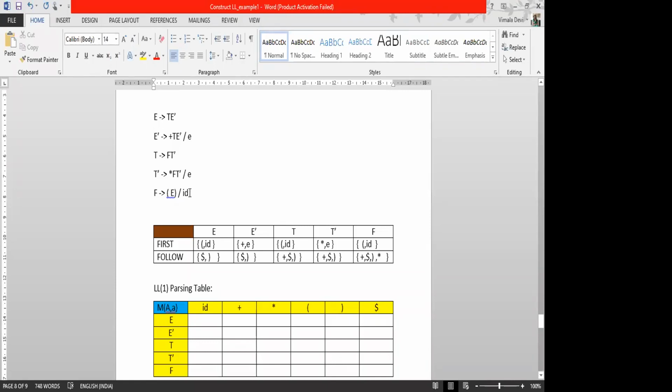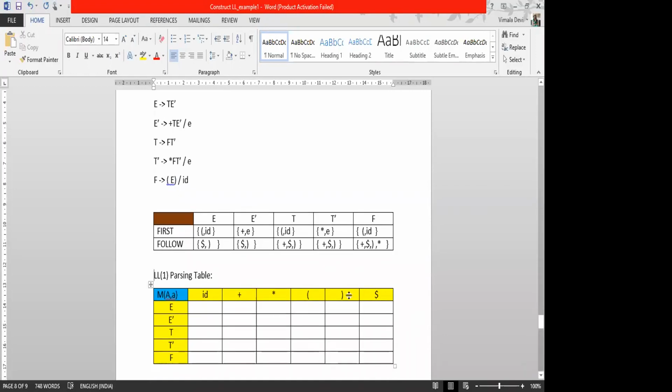Along with all the terminals, every parsing table should include the dollar sign also, because dollar is the right-hand marker of the input. For example, ID plus ID star ID is available in your input buffer. So dollar indicates the end of the string. After ID plus ID star ID, you should write dollar in the input buffer. So in every parsing table, apart from the terminals, you have to include the dollar also. Now let us learn how to fill the table.